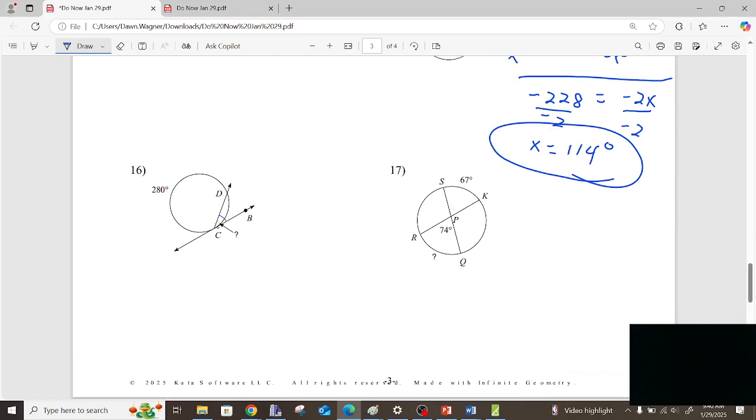Okay, so now this one is on the circle, so it's just half of whatever this arc is, right? But if this side's 280, how am I going to find out what this arc is? From 360, because the whole circle is 360, right? So 360 minus 280 is 80. And now divide it by 2, and that will give you this angle here. So then that's 40 degrees.